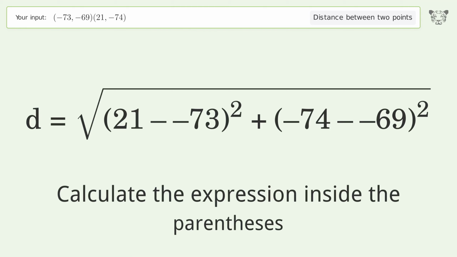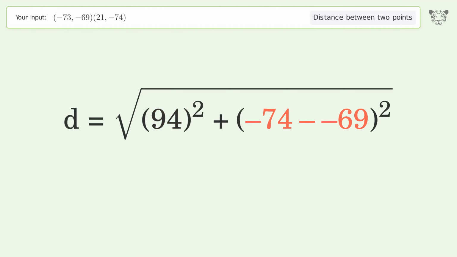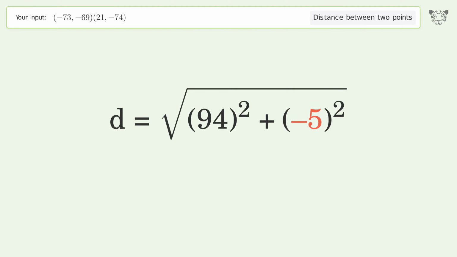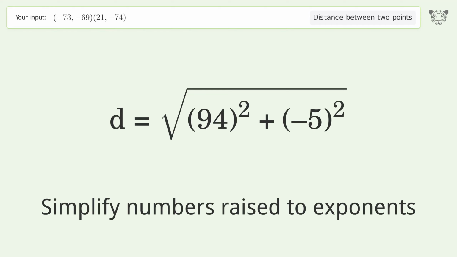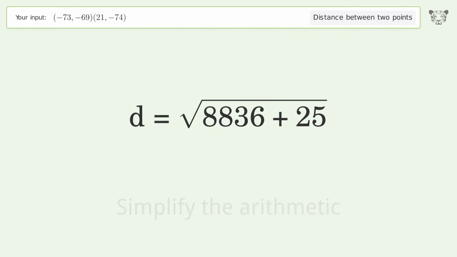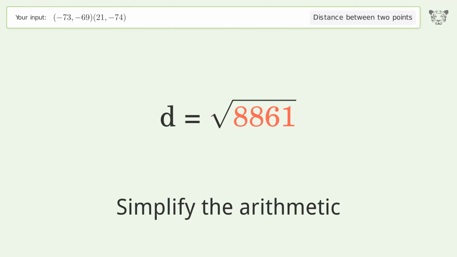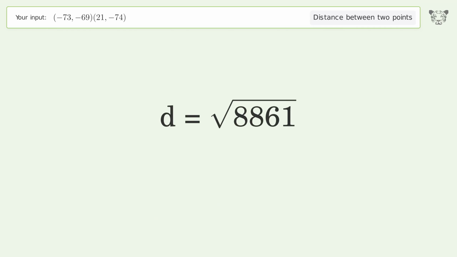Calculate the expression inside the parentheses. Simplify numbers raised to exponents. Simplify the arithmetic. And so the distance between the 2 points is the square root of 8,861, or 94.133.